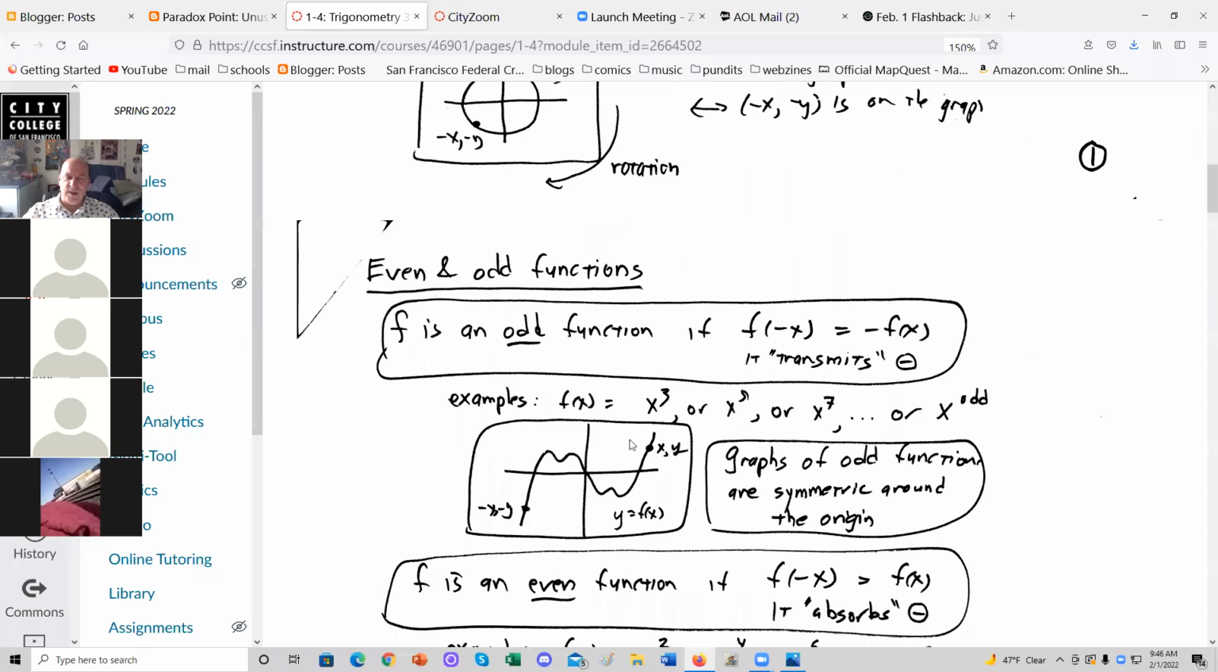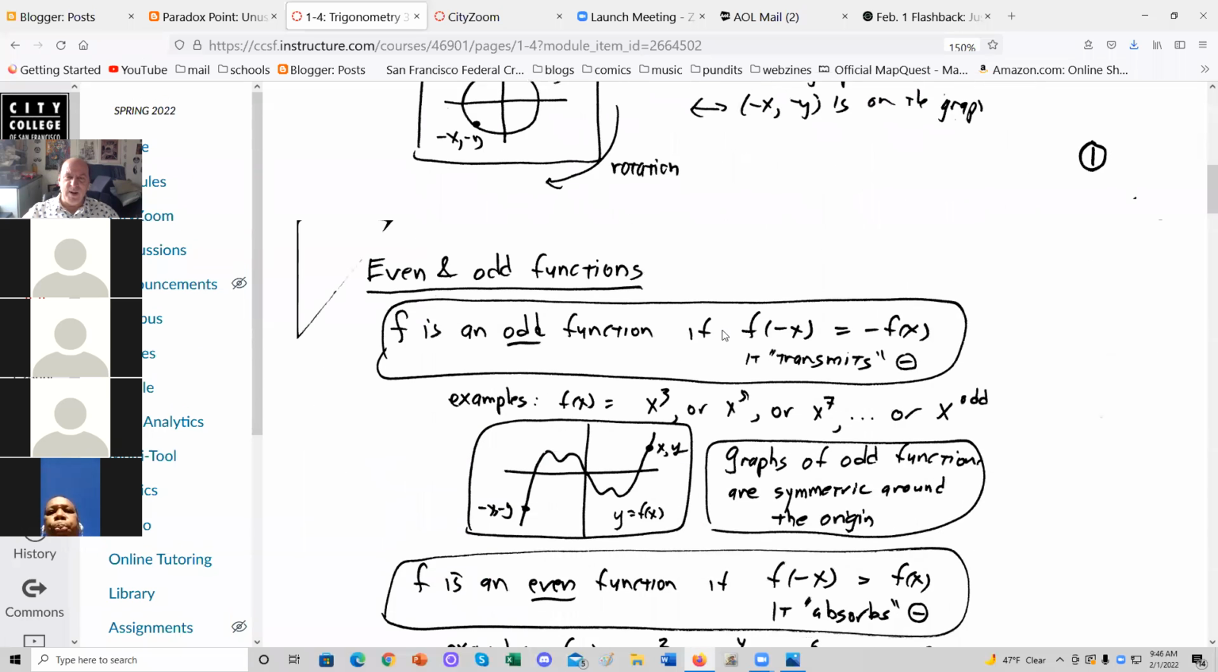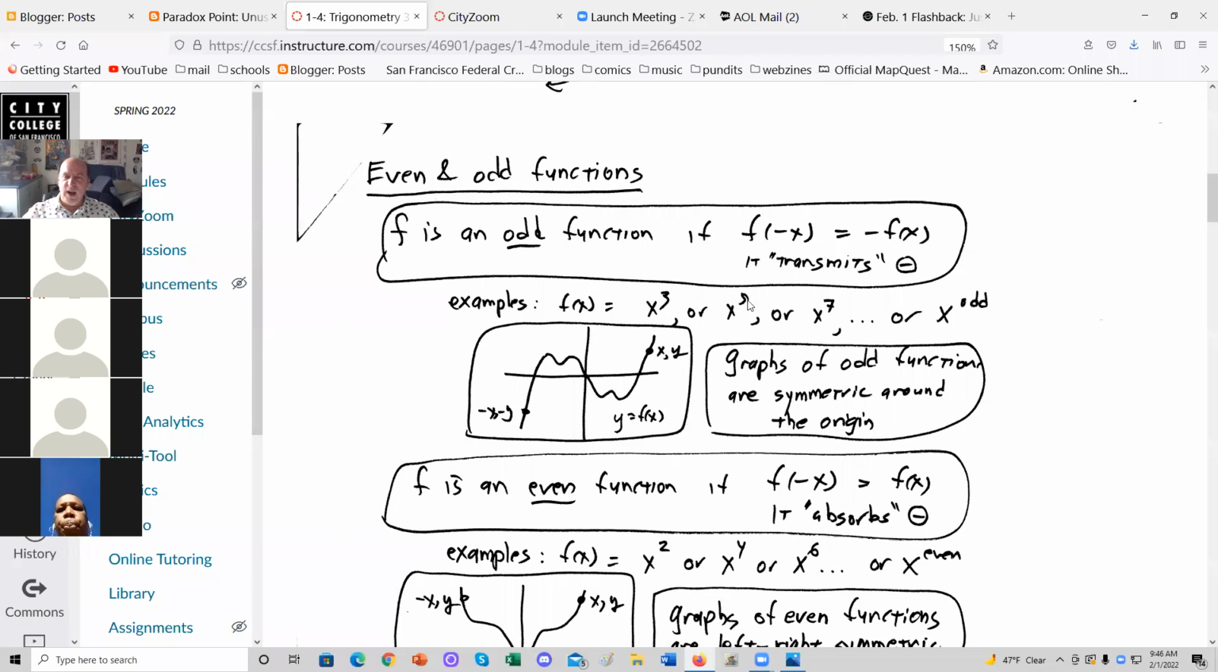If (x, y) is on the graph, then (negative x, negative y) is on the graph. These graphs are symmetrical around the origin, like this. Now, this is not a function graph, but it is symmetrical around the origin. And any odd function, its graph is symmetrical around the origin. And as you'll notice, these are functions of the form y equals x to an odd power, all of which are odd functions, therefore the name.